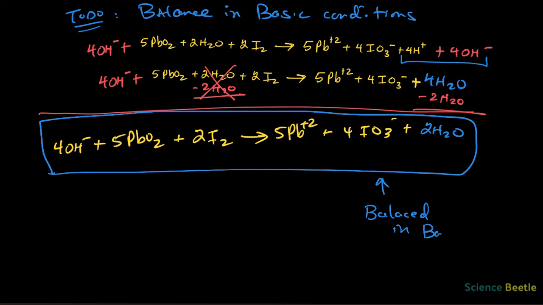That's one of the main differences between balancing in acidic and balancing in basic: these couple of steps at the very end. We have to make sure that we add hydroxide to both sides for every hydrogen ion. Once we do that, we combine the hydroxide and hydrogen ions to form water, and then we cancel the water. Those are two additional steps that you'll need to do once you've balanced a redox reaction in acidic conditions.